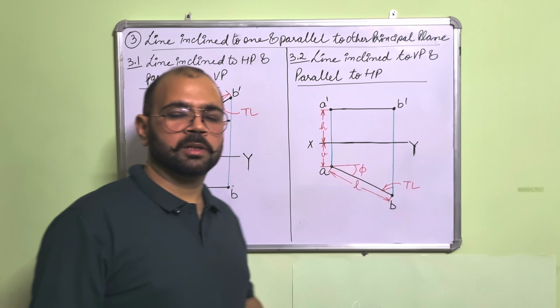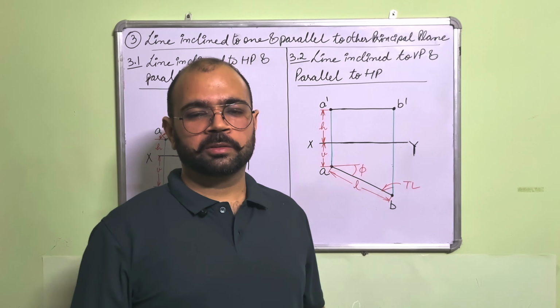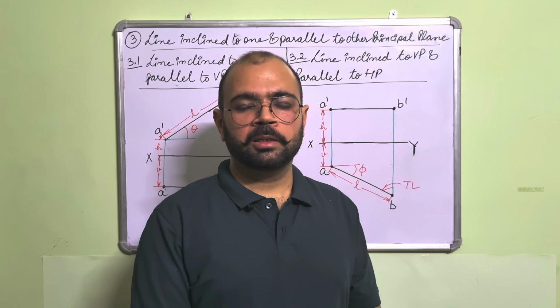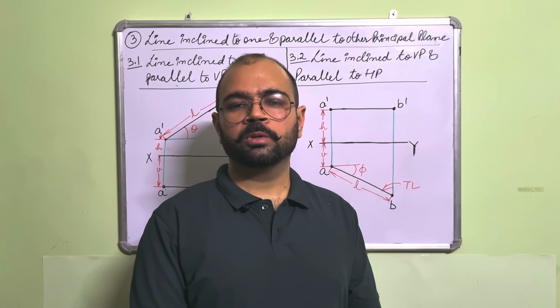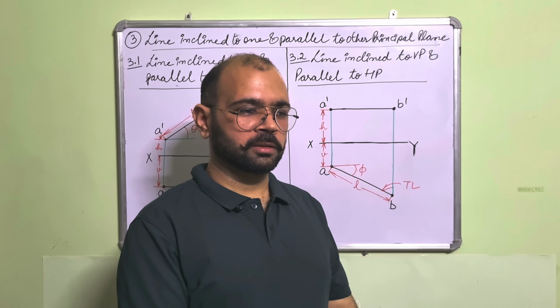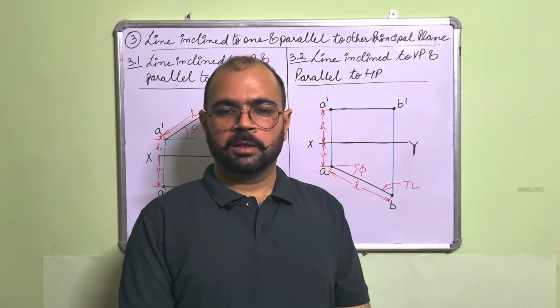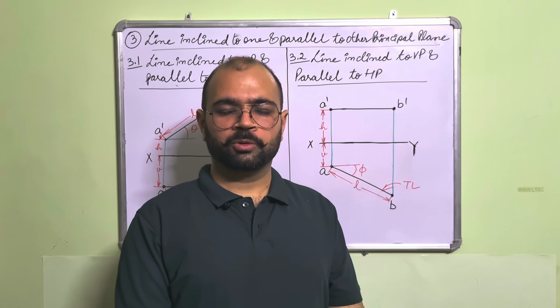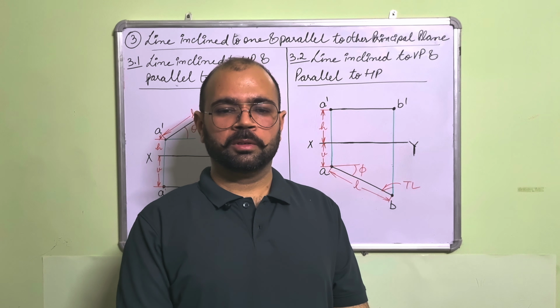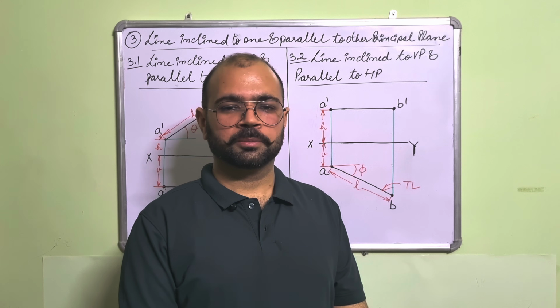I suppose these three cases are clear to you. We'll discuss one more case in the other video, when the line is inclined to both the principal planes. For that there are two methods, the rotational method and the trapezoidal method. We'll discuss those methods also. Okay, for now, thank you very much.